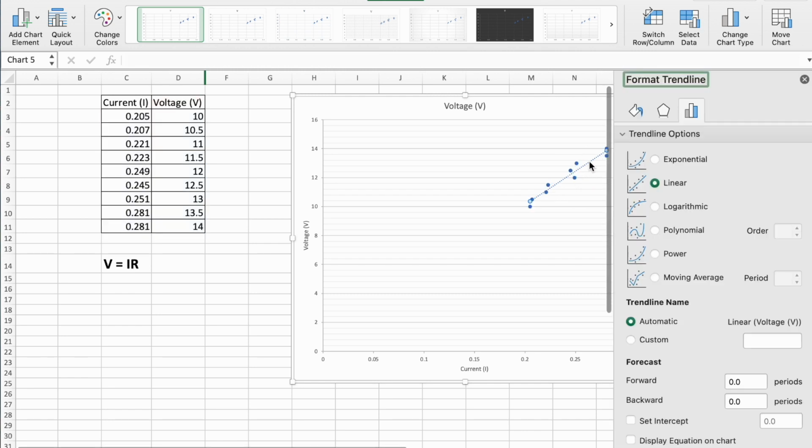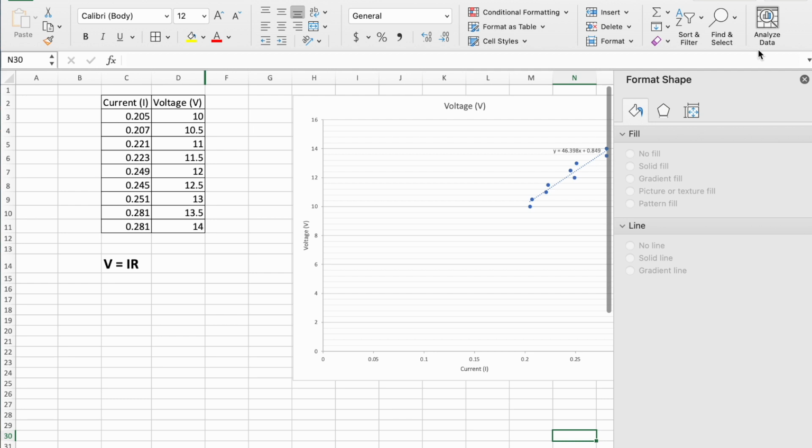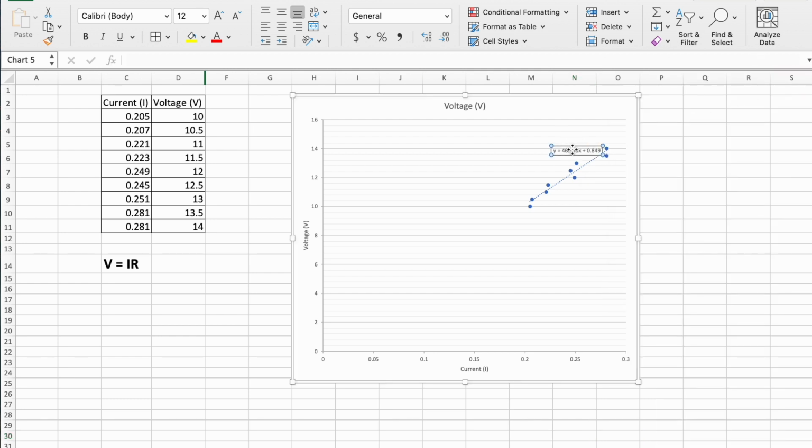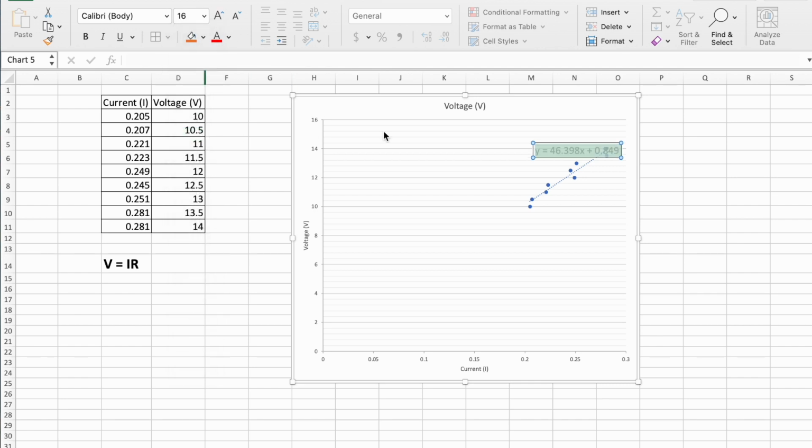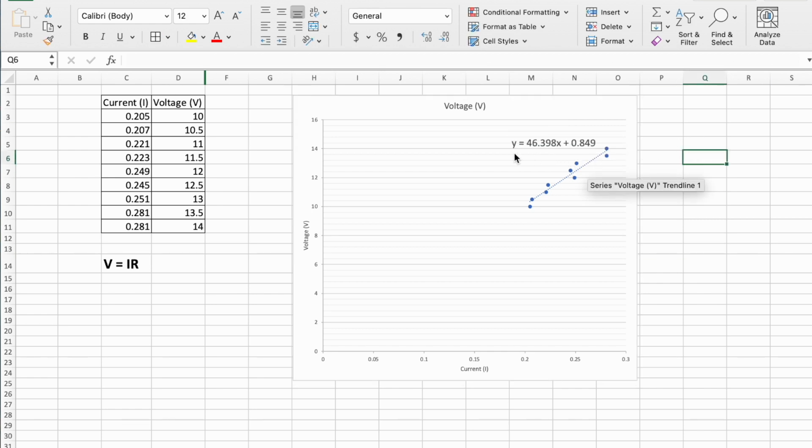Now if we click on this trend line, we get this menu, and one of the options that we're going to be keen on is display equation on the chart. So once we have that, we can close that, and we can make this a little bit easier to read by increasing the font, and we see the following. We see that we have an equation of the form y equals mx plus b, m being the slope, which in this case would be the resistance R.